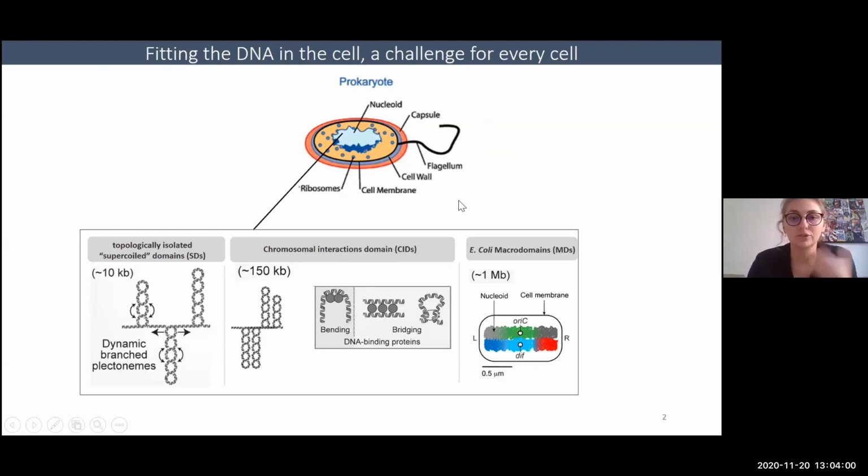And you also have, on top of this local structuring, a higher order of structure in the form of macrodomains. E. coli possesses 4 macrodomains, the Ori one, the Ter, the Left, and the Right, and also 2 non-structured regions, the non-structured left and the non-structured right.